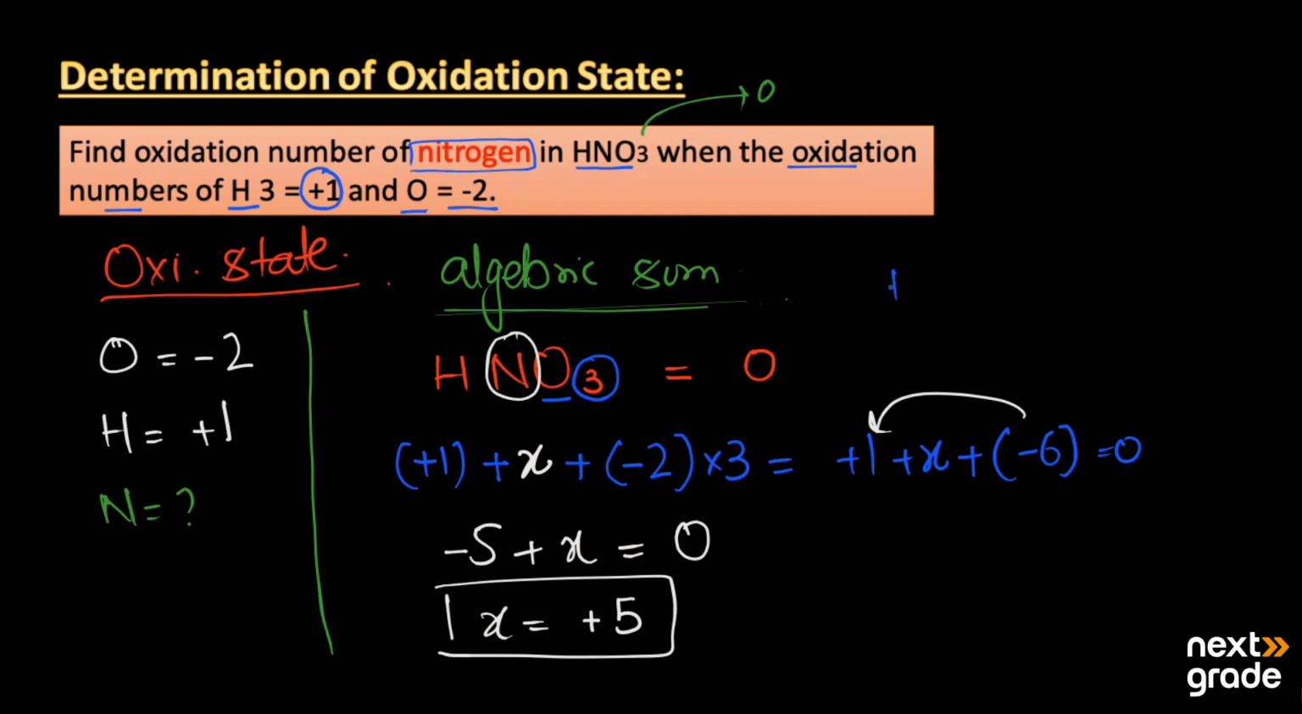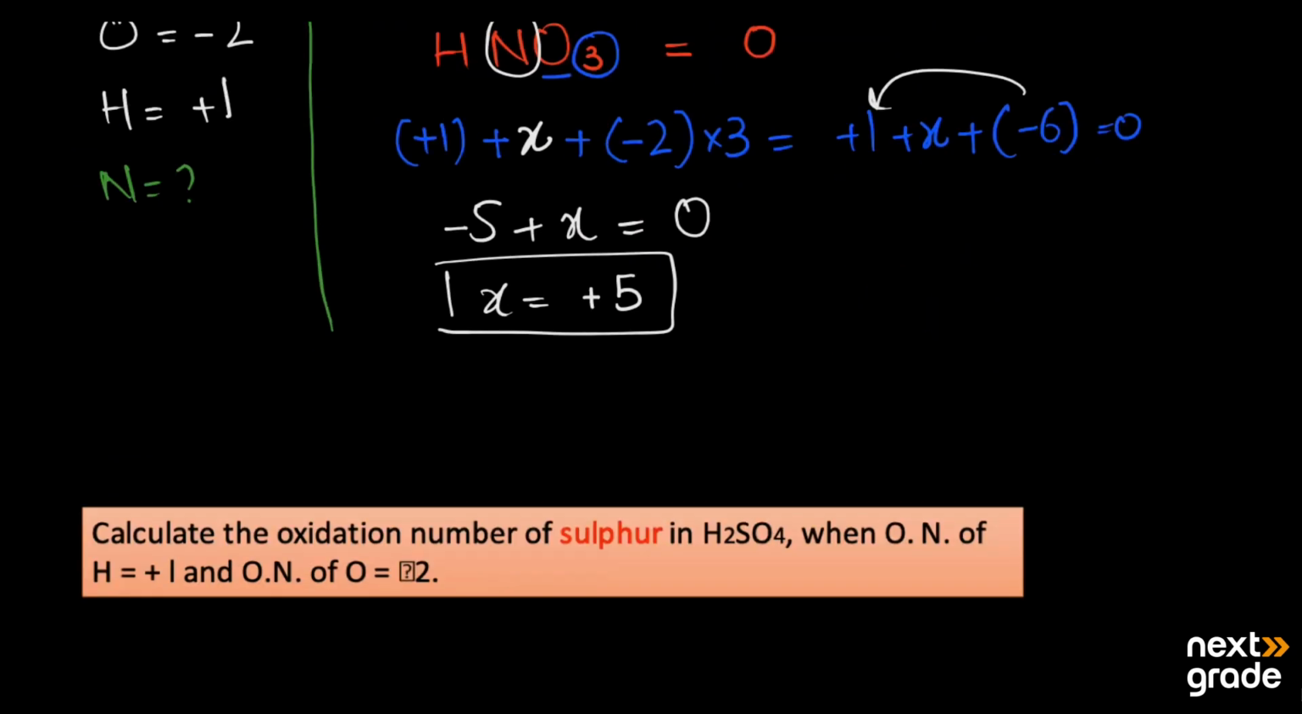Now let's verify it for H, N, and O3. The oxidation state of hydrogen is +1, nitrogen +5, oxygen -2 multiplied by 3. This is -6, this is +6, and the algebraic sum will be equal to 0. So this is a simple way to determine the oxidation state of an unknown element.